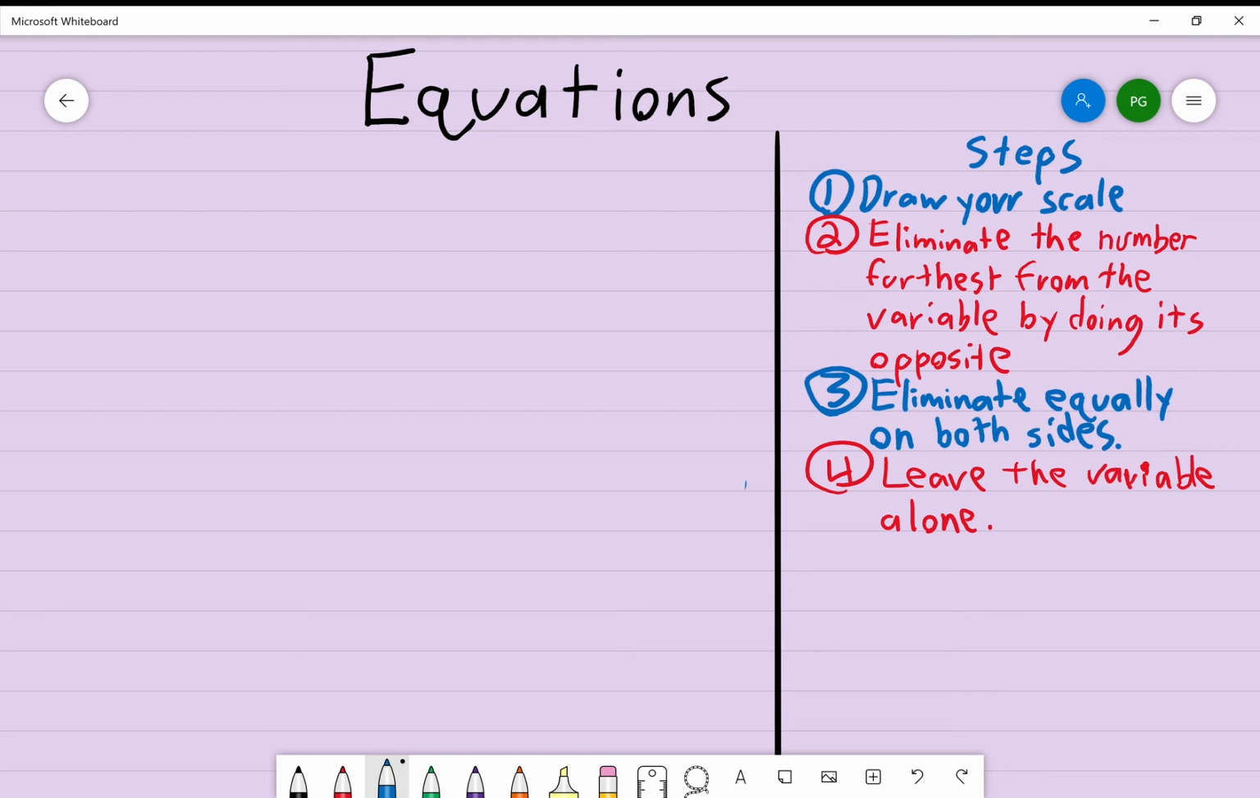Well, hello ladies and gentlemen, and welcome to part 3 of our lesson on equations. I know we're doing a lot of lessons on this, but it is very important that you understand it. This is an entire domain of mathematics. So, let's go ahead and review.